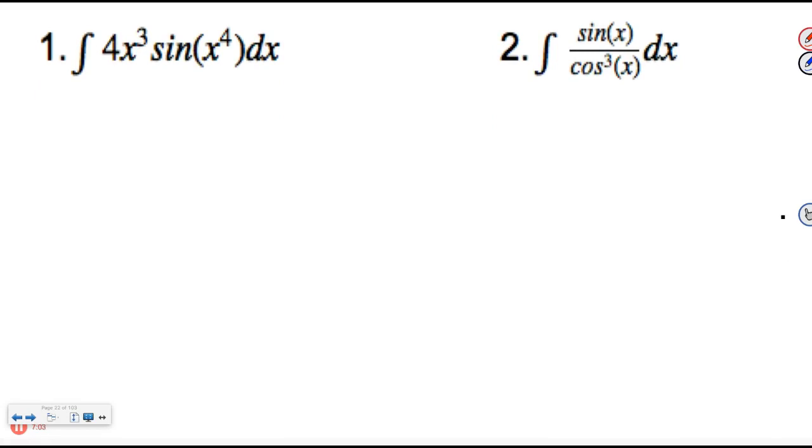All right. Let's go back up to number 1. Follow procedure. Who is the inside function? It's a good question. I'm going to wait till you answer. Who is the inside function?